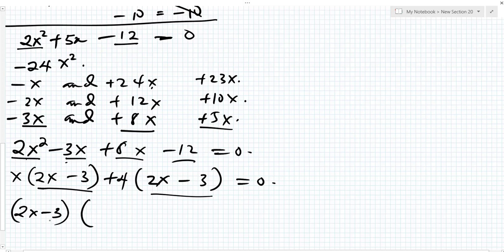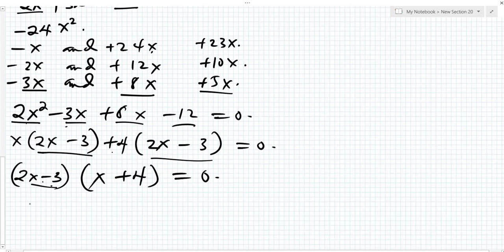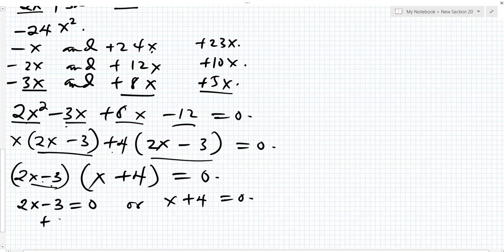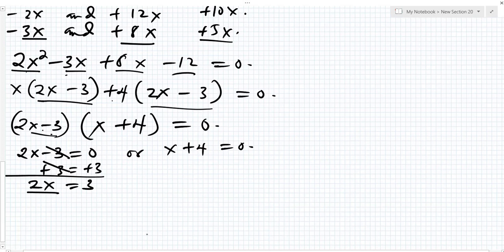Using this common factor, if you divide the first term by it, you are left with x. If you divide the second term by this common factor, you have plus 4, which is equal to 0. That means we have 2x − 3 equal to 0, or x + 4 equal to 0. Meaning if we add plus 3 to both sides, this will cancel out. You have 2x equal to 3, and we want to eliminate the 2 so that we isolate x. So if you divide both sides by 2, you have x equal to 3 over 2.